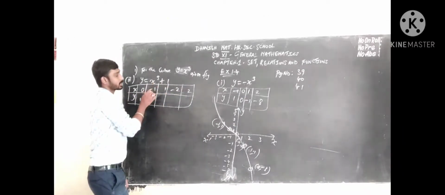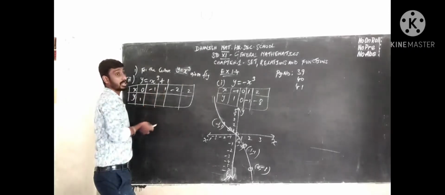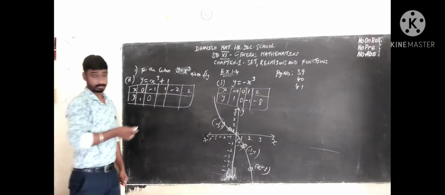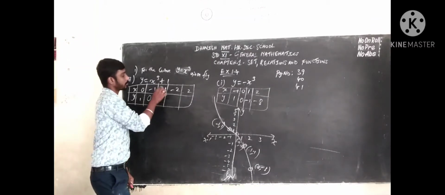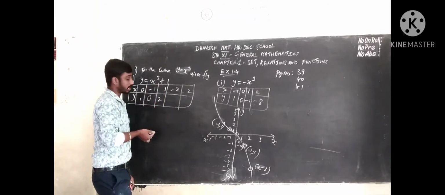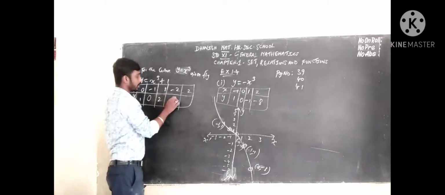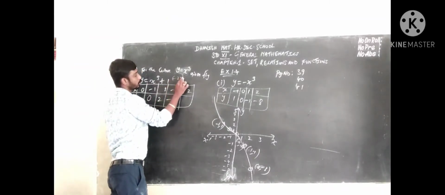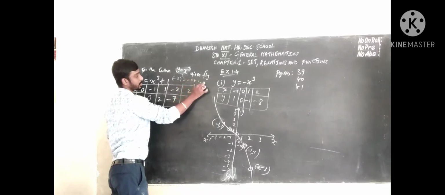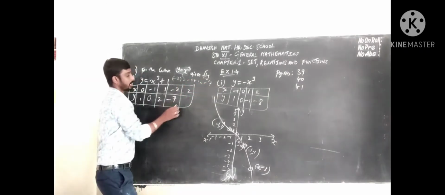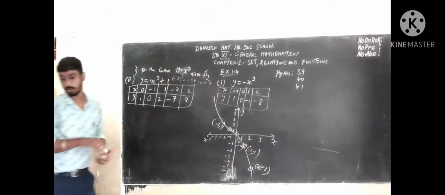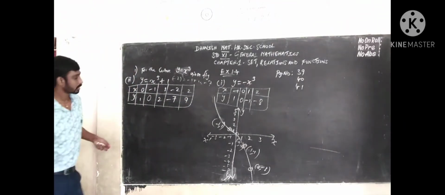Applying minus 1 here, minus 1 cube plus 1 will be 0. You are getting 0. Then we substitute 1, and you are getting 2. Here you are getting minus 7, because minus 2 cube will be minus 8, plus 1 is minus 7. Then here 2 cube is 8, plus 1, you are getting 9. Now we are going to draw the graph.